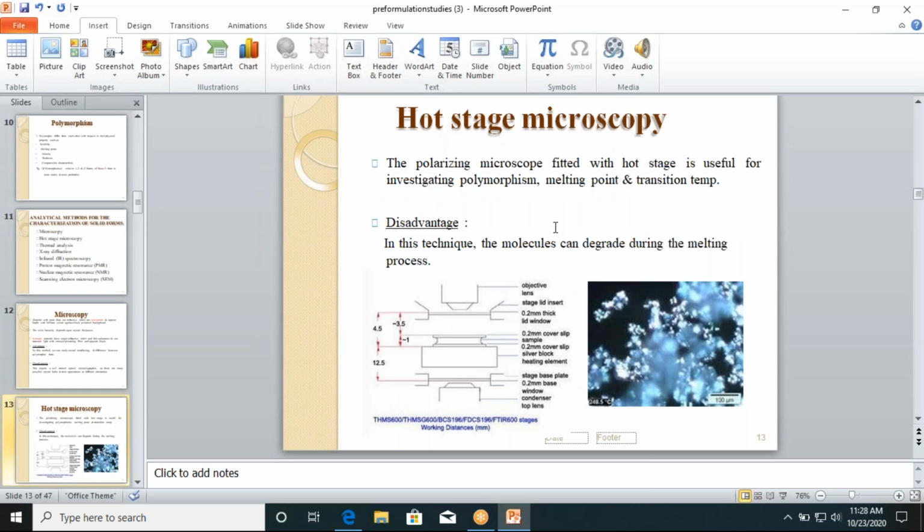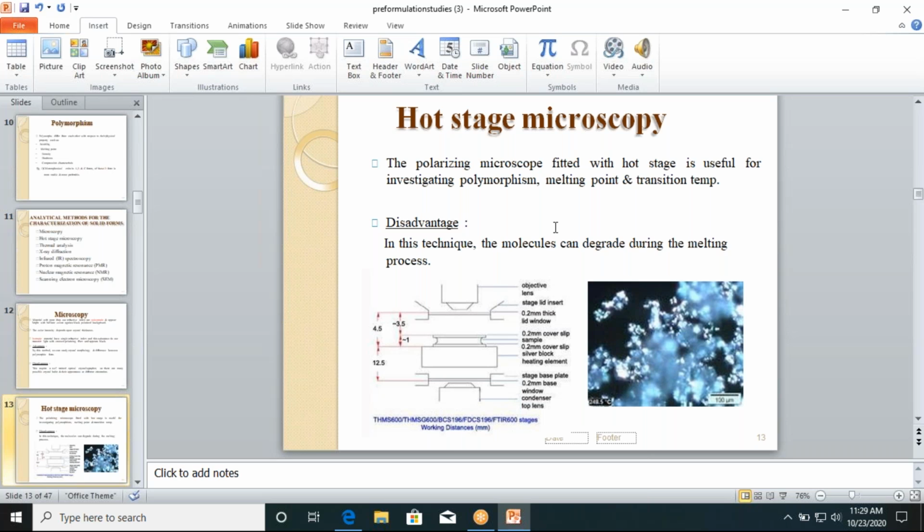So next one is hot stage microscopy. Why are we using hot stage microscopy, and what is its use? It is used for determining the crystal habit and different polymorphs. In this case, the normal polarizing microscope will be fitted with a hot stage, which is useful for investigating polymorphism, and it is used to determine the melting point and transition temperature also.